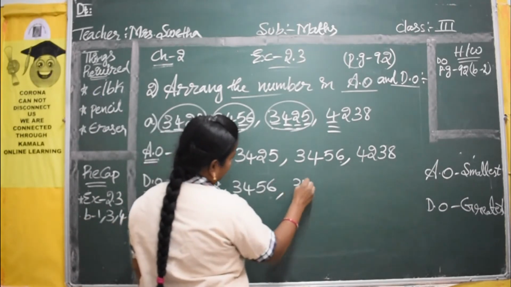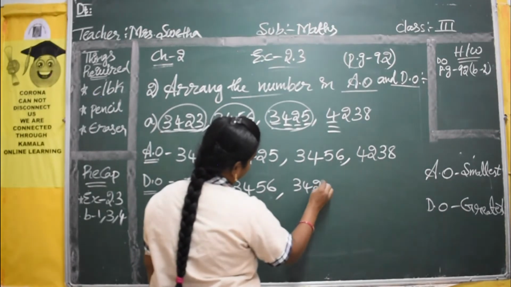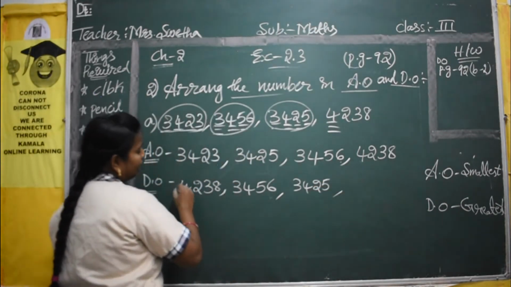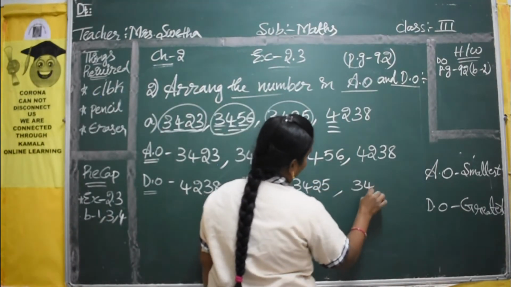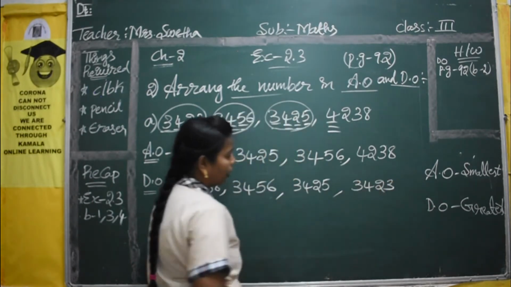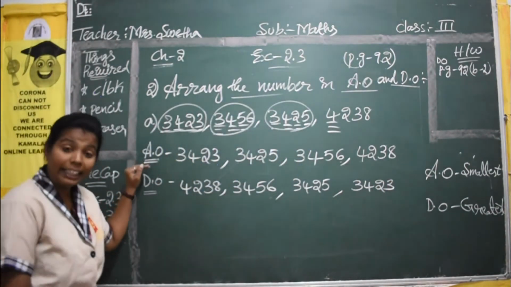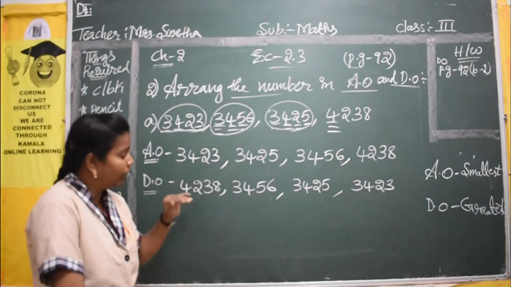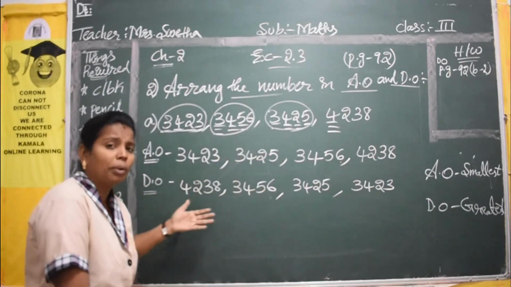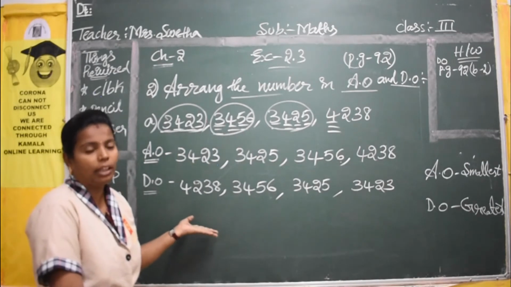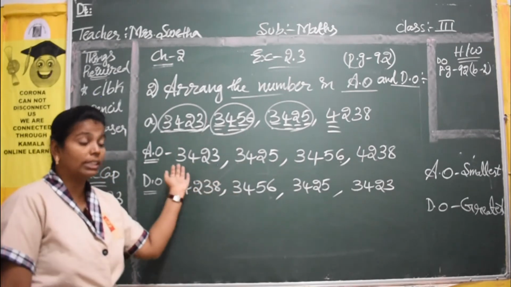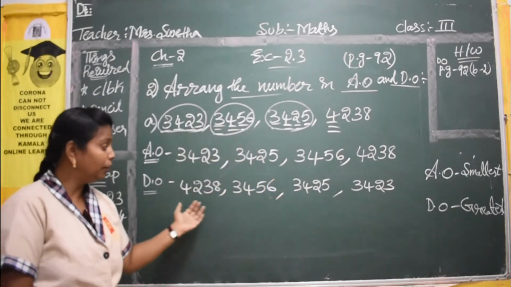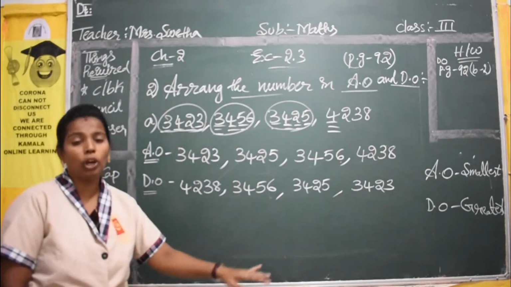Next, 3425. Then 3420. Okay, see, if you arrange the numbers in one order, either in ascending order or descending order, for the other order, if you write from the back, it will be enough, children. It will be sufficient. Why? Because they are there already in the order. Then if you write from the back, it will become your correct order.